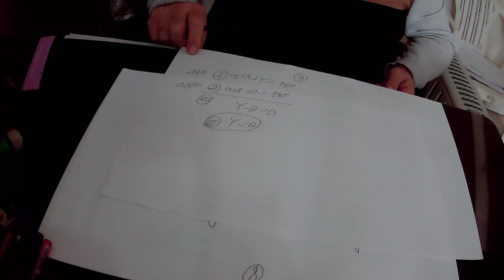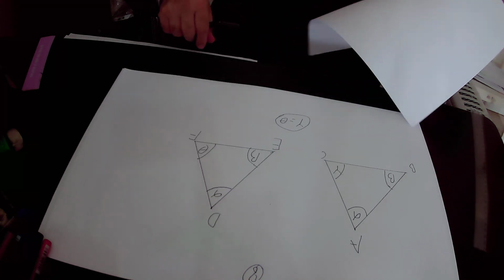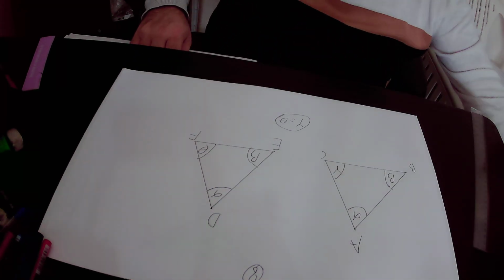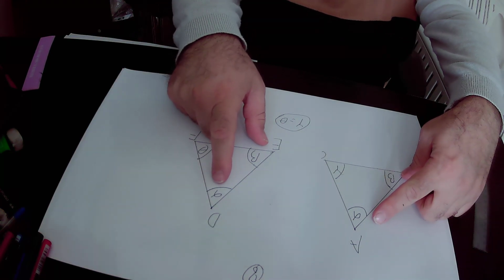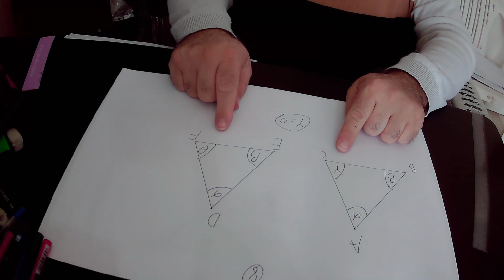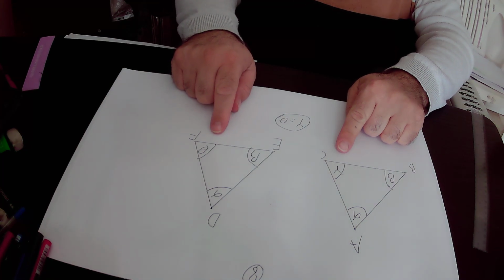So whenever we have two triangles that have two pairs of angles that are congruent, then the third pair of angles must also be congruent, that is to say, angle gamma equals angle theta.